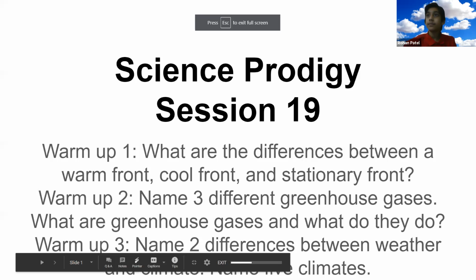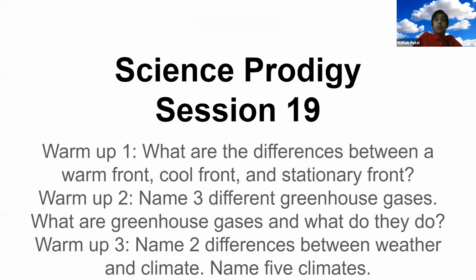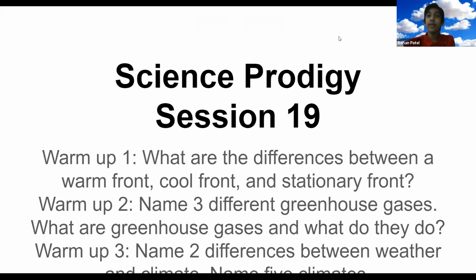So let's post the warm-up. Here is today's warm-up. Warm-up 1 is what are the differences between a warm front, cool front, and a stationary front. Warm-up 2 is name 3 different greenhouse gases. What are greenhouse gases and what do they do? And warm-up 3 is name 2 differences between weather and climate. Name 5 different climates. You don't have to do every single one of them. You only have to do one warm-up.